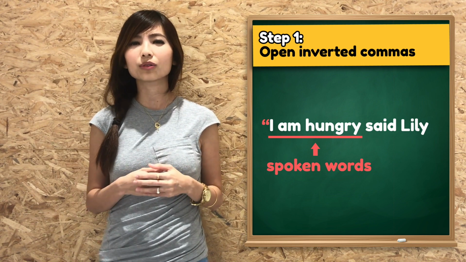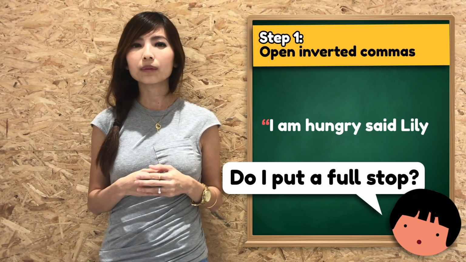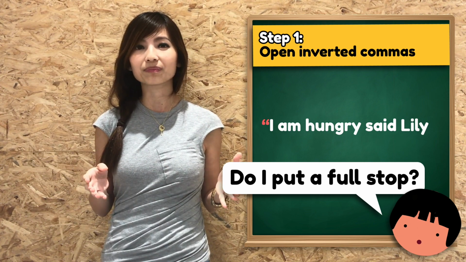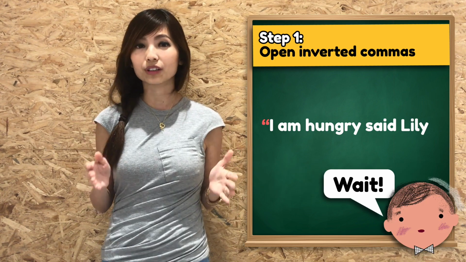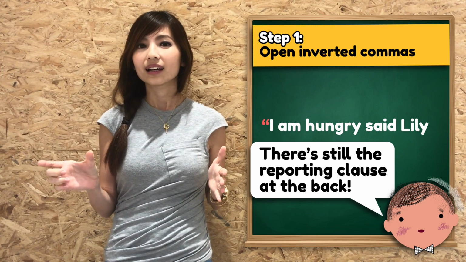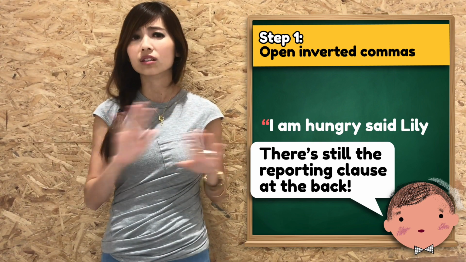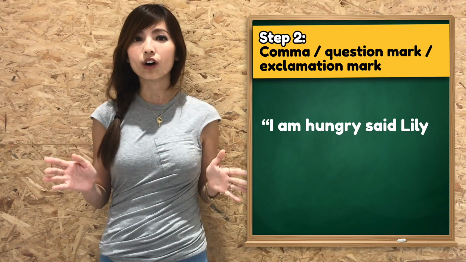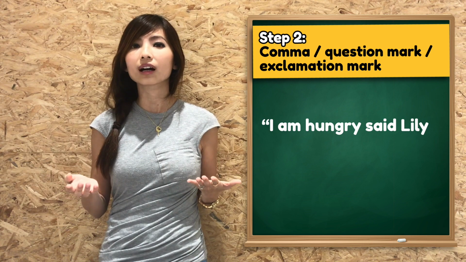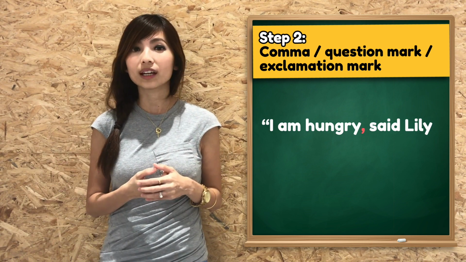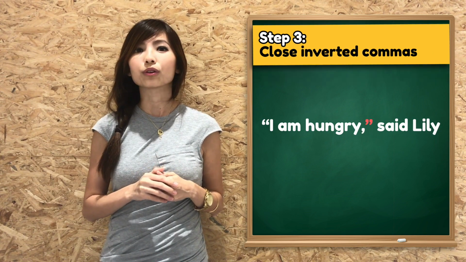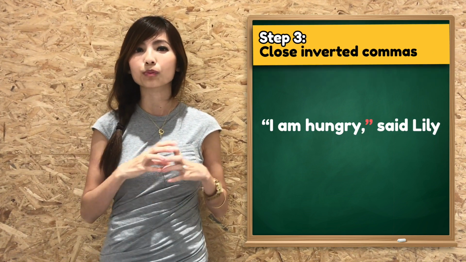Next, you will need to consider, do I put a full stop after "I am hungry" since the spoken words have ended? Wait a minute! Even though the spoken words have ended, you realize that there's a reporting clause at the back. Hence, this use of direct speech has not actually ended yet. Therefore, instead of a full stop, make sure to use either a comma, an exclamation mark, or a question mark. So today, I'm going to use a comma after "hungry." And after that, we will use close inverted commas to indicate that the spoken words are done.